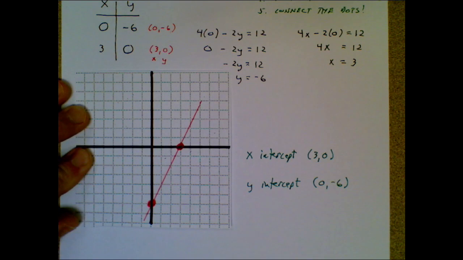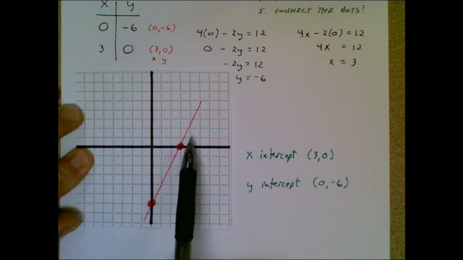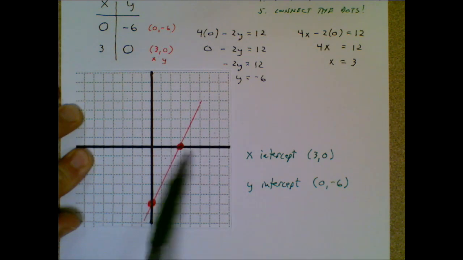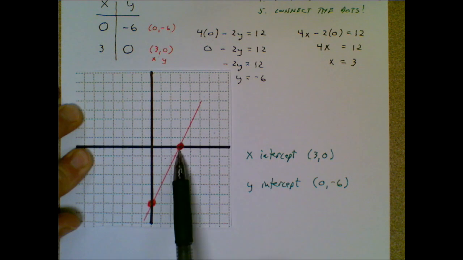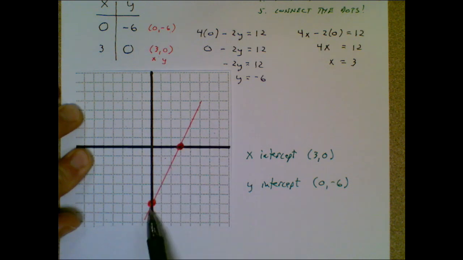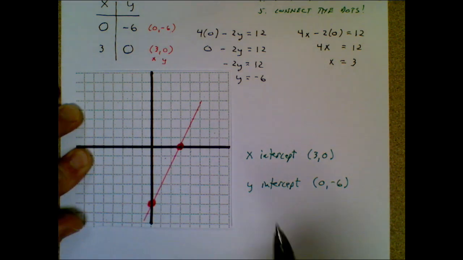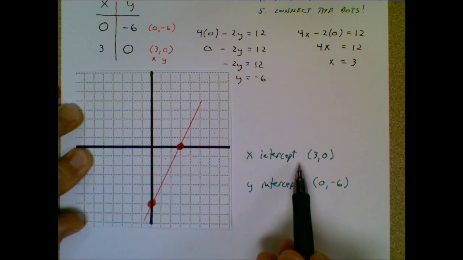A final vocabulary piece. As this graph travels along, it crashes through the x-axis right there. That's called the x-intercept. It's where the line intercepts the x-axis. And as the line continues to travel down here, it's intercepting the y-axis. Here's the y-axis. That's the point where it intercepts the y-axis, so we call that the y-intercept. You know that from y equals mx plus b, but the x-intercept might be new language for you.